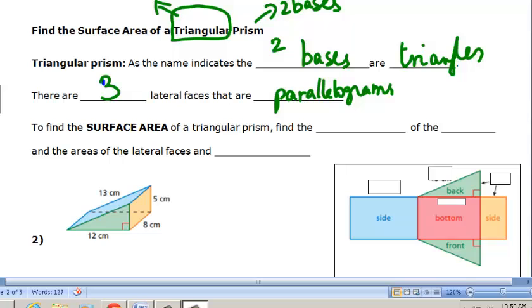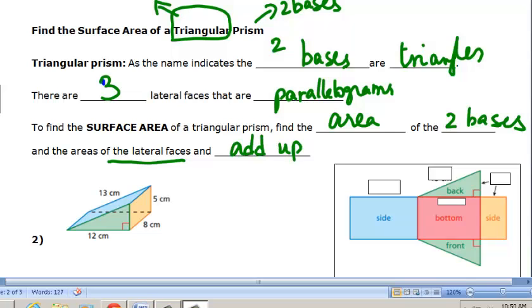So we know how to find the area of a triangle, we know how to find the area of a rectangle. All we have to do is find it separately and add it up. So in order to find the surface area of a triangular prism, find the area of the two bases and the areas of the lateral faces and add up. Okay, so let's see how it's done.